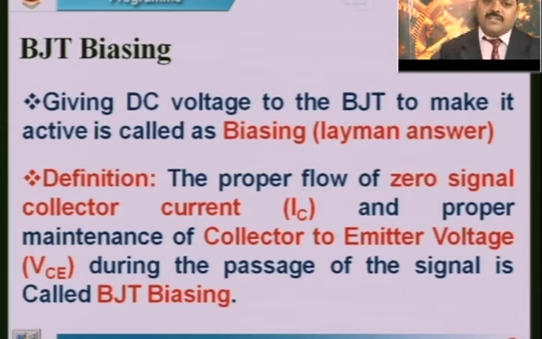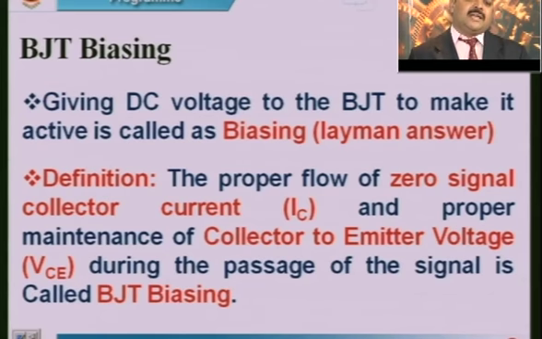When we take the BJT in CE configuration, what is the output voltage and what is the output current? The output voltage of BJT CE configuration will be VCE and the output current will be IC. Because we consider the BJT CE configuration in amplifier applications, in the biasing also we must consider the output configuration of the CE configuration of the BJT. The output voltage and output current are VCE and IC.